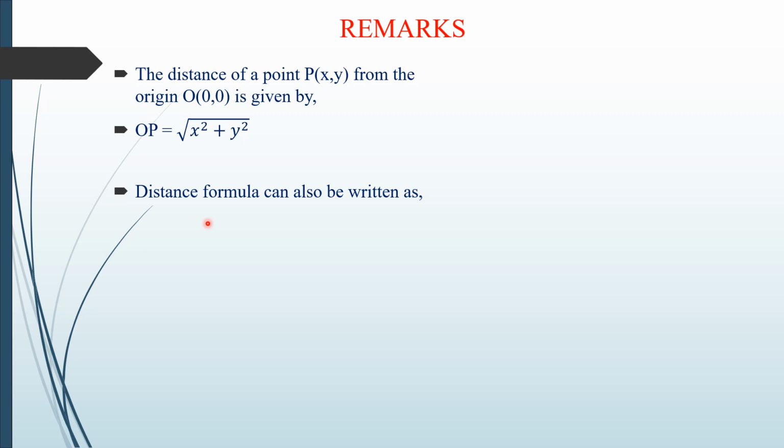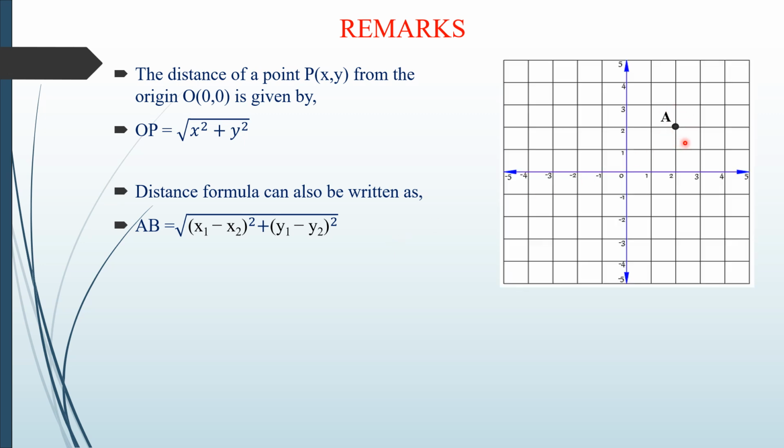Let us try to understand this with an example here. AB is equal to square root of x1 minus x2 whole square plus y1 minus y2 whole square. This we have just now seen in the previous slide. Suppose I consider any point A and I want to know its distance from the origin, that is the shortest possible distance, that is nothing but this distance. Here I can directly consider it as OA is equal to, in place of x1 I'll put 0, because the x coordinate of this point is 0, and x2, that is the x coordinate of point A, that is nothing but 2 here.